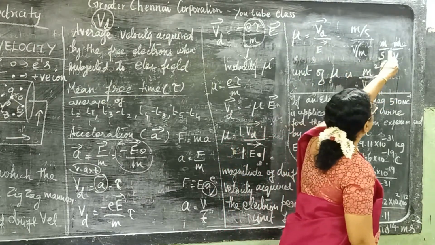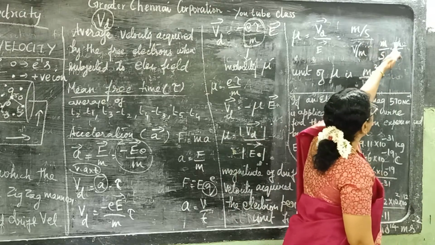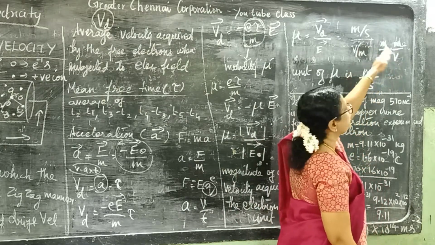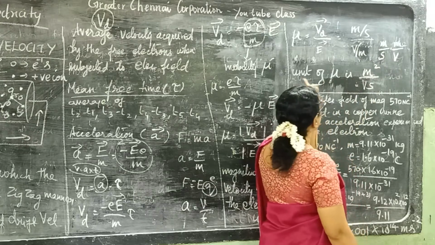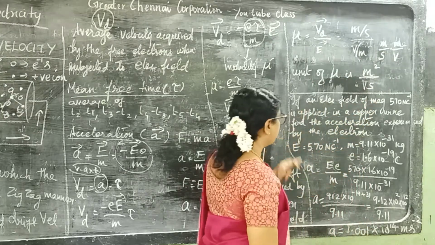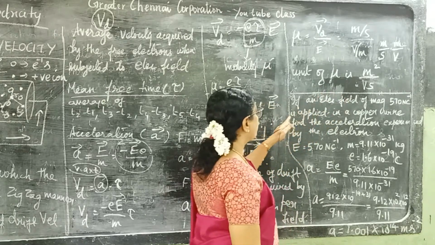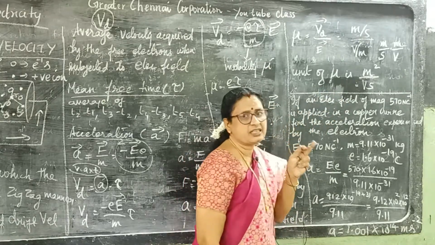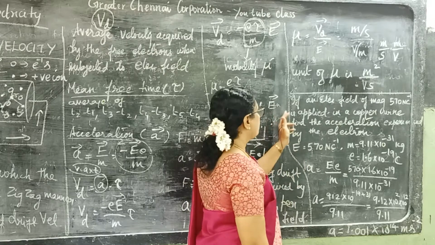So m by s into this, when it comes to the numerator, you just put the reciprocal, m by V. So the unit of the mobility mu is meter square by volt second. This you have to remember, children, very important 1 mark question. Unit of mobility is meter squared by volt second.